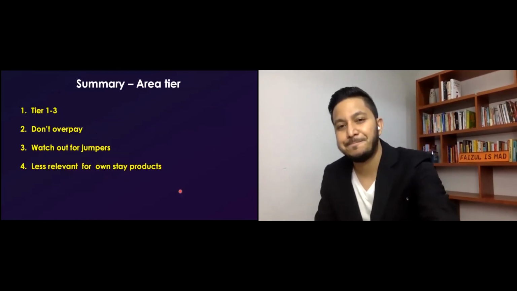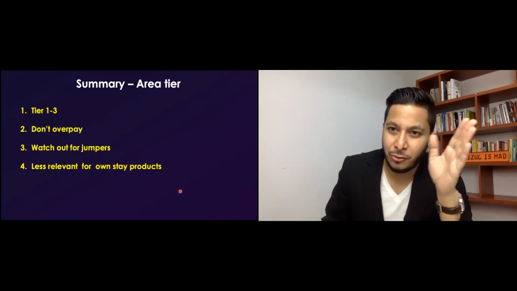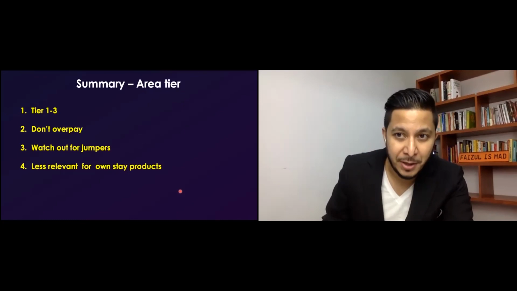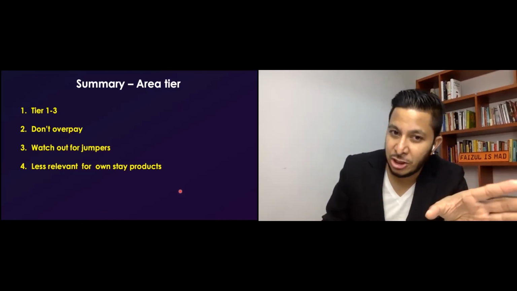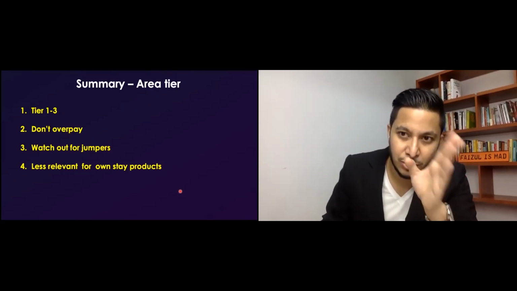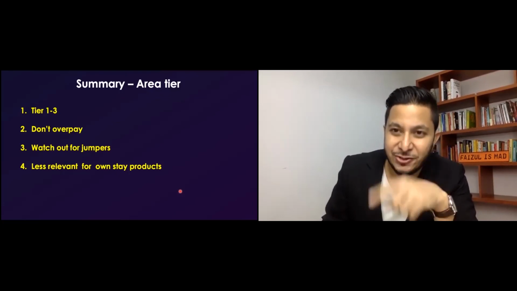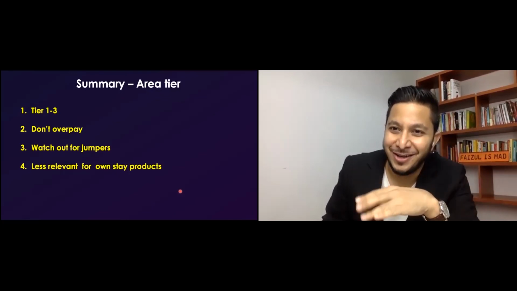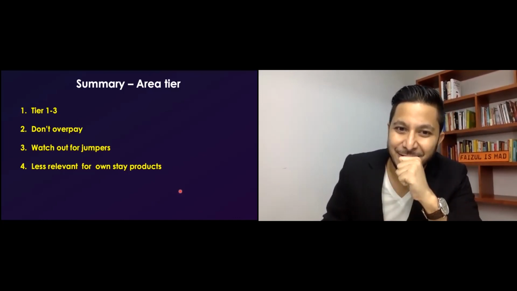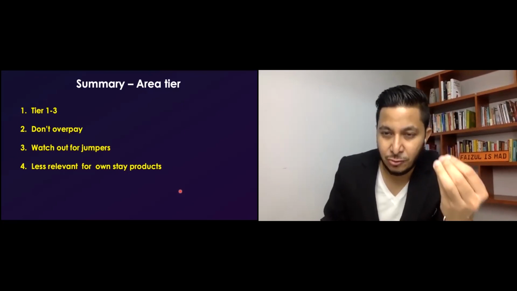So guys, I hope you enjoyed the lesson today. In summary, area tier, you got tier 1 to tier 3. You really don't want to overpay in any way. You want to watch out for tier jumpers, because if you can jump from tier 3 to tier 2, you'll make a lot of money. And if you jump from tier 3 to tier 1, then you become like part residents, 400,000 went to 1.2 million, right? But ultimately, there are always exceptions to this particular rule.